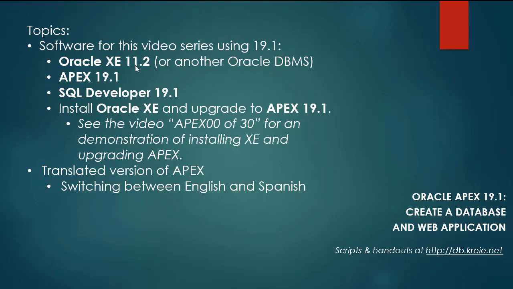So I have for software this time XE 11.2, Apex 19.1, SQL Developer 19.1. I will not walk through the steps of installing XE and upgrading to Apex 19.1. You can look at the previous video series and this particular video, Apex 00 of 30, if you want a demonstration of how to install XE and upgrade Apex. The steps of going from Apex 18.1 to 19.1 are the same.